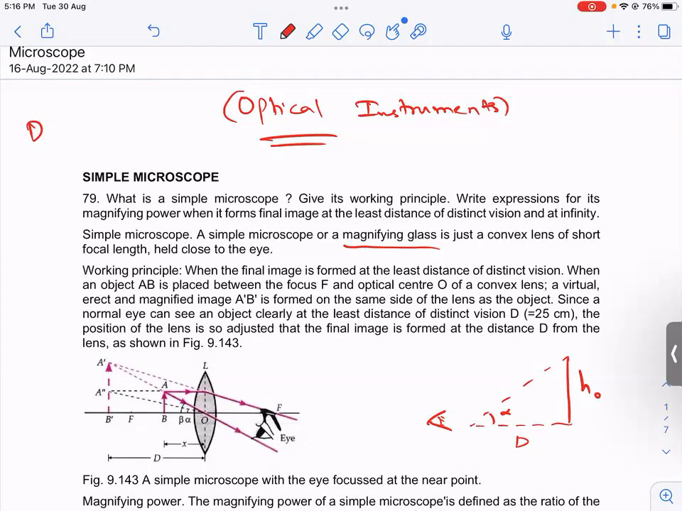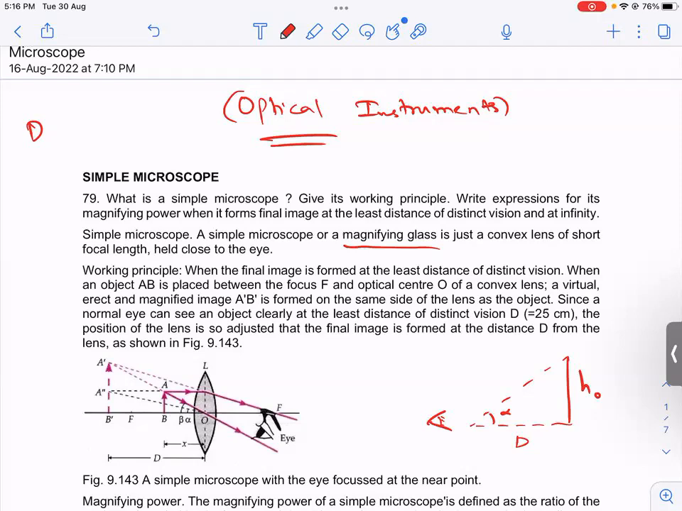Now you're going to look at the same object of height h naught, but between your eyes and the object you're bringing in an optical instrument, that is a convex lens, in such a way that the position of this object is adjusted so that the object distance is somewhere between the focal point and the optical center. When that kind of scenario is achieved, observe the ray diagram.